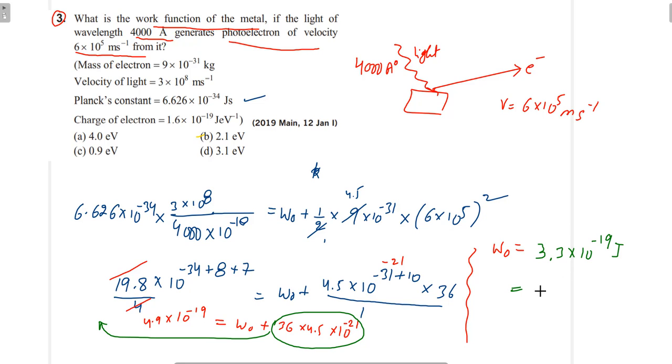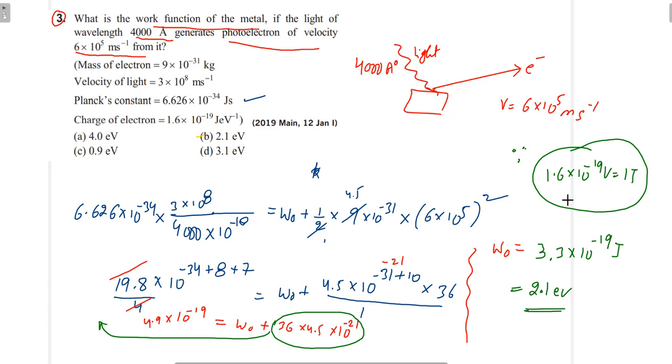This joule is converted into electron volt because the answer is required in electron volts. You will get 2.1 electron volt. What is the relation between electron volt and joule? 1.6 into 10 power minus 19 joule equals 1 electron volt. This is the hint here. It is equal to the charge of 1 electron, so you can remember it easily. Here 3.3 is there, approximately more than double, that's why 2.1 electron volt. Your answer will be B. It is just a time consuming question, but it is not difficult.